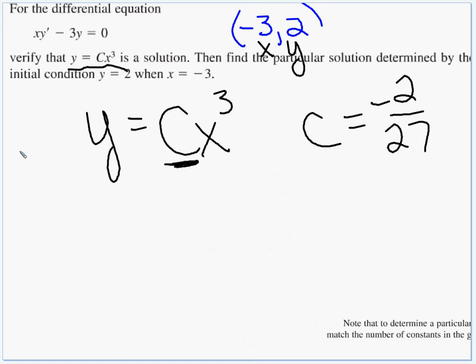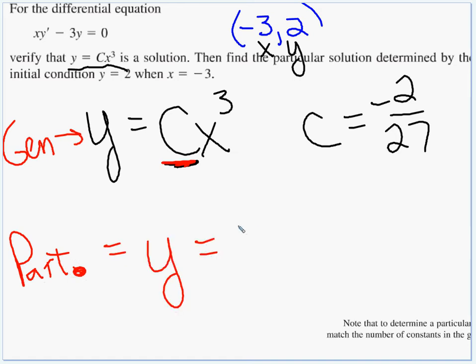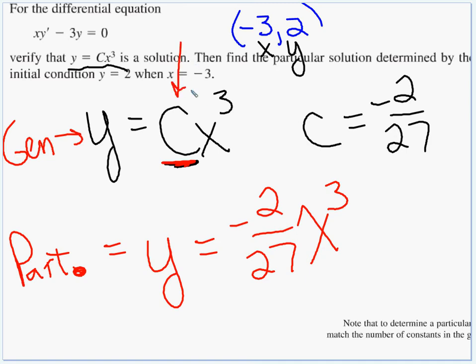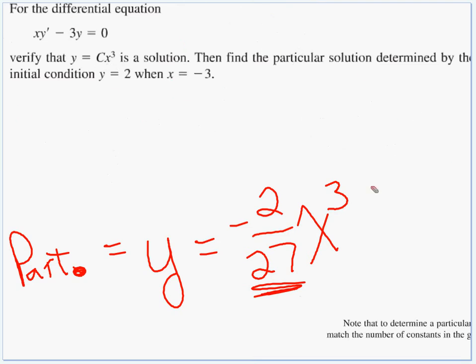So here is our general solution. It's got the c value in it. And then our particular solution would be y equals 2/27 x to the third power. So general has the unknown constant in it. In the particular, we use the given point, the initial condition, to solve for that c value.